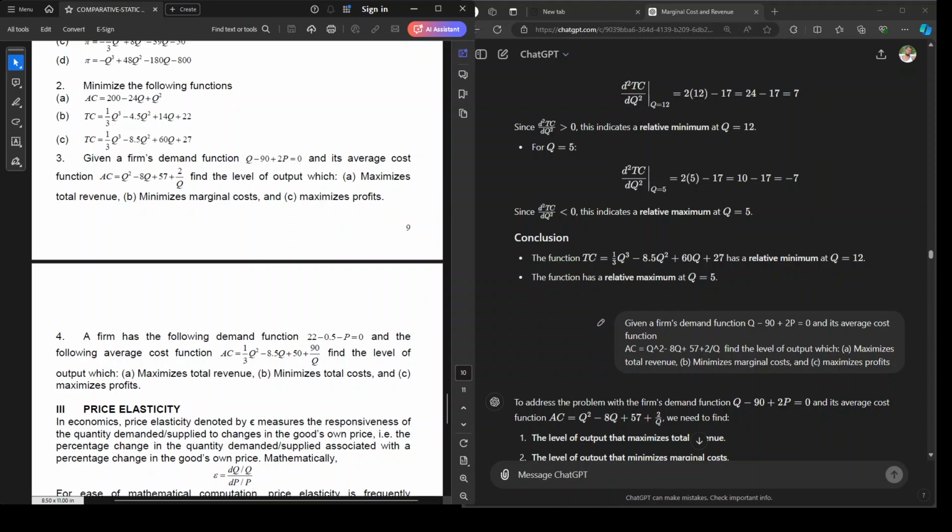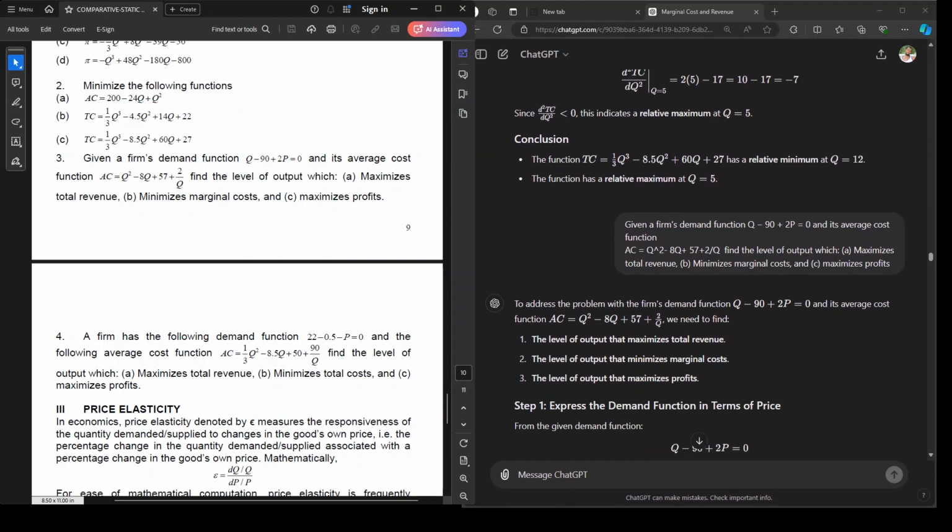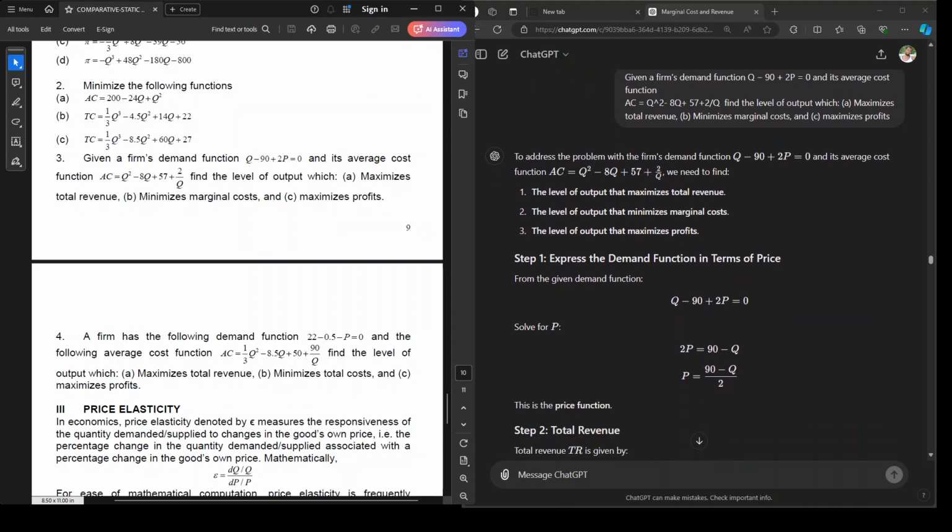So whenever they say find the level of output, they want Q which maximizes. Whenever we maximize, the second derivative should be less than 0. The total revenue, minimizes marginal cost and all this. So let's dive into this. The level of output that maximizes total revenue, the level of output that maximizes marginal revenue, and the level of output that maximizes profits is what we are looking for in your case.